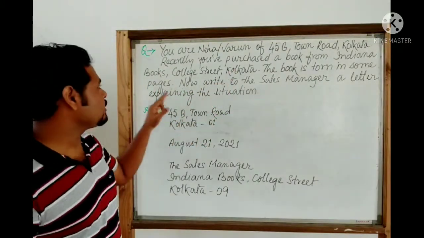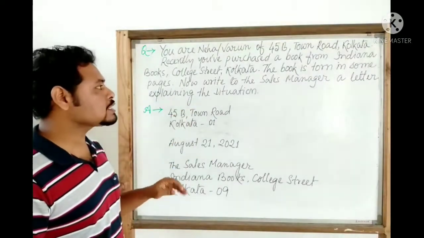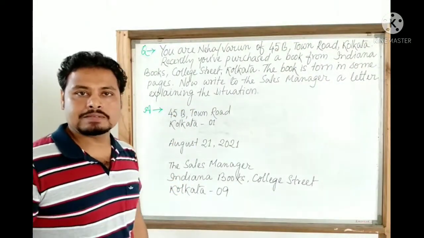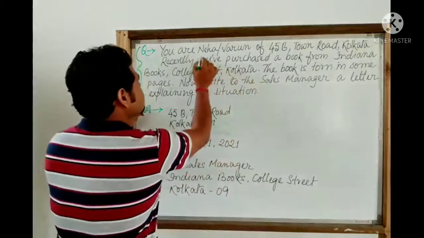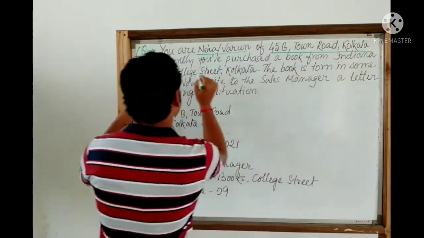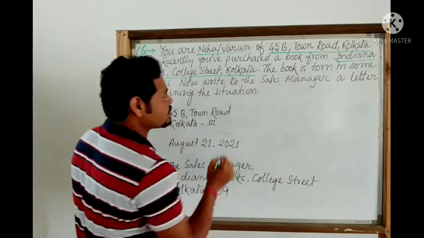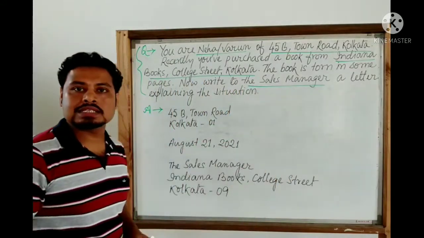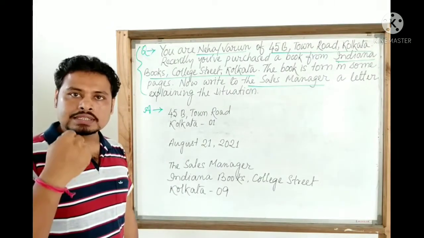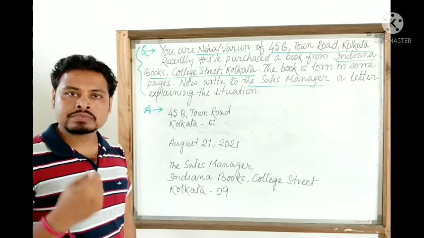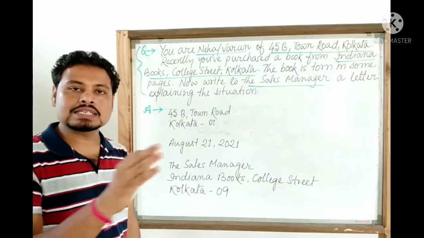Recently you have purchased a book from Indiana Books, College Street, Kolkata. The book is torn in some pages. Now write to the sales manager a letter complaining about the situation. So this is what is given in our question. So we have been provided the names, the address of the sender, as well as the address of the receiver with the official designation of the receiver. So 3 main points are provided. One is the name of who is sending the letter, the address of the sender, and the third, the address and designation of the receiver.